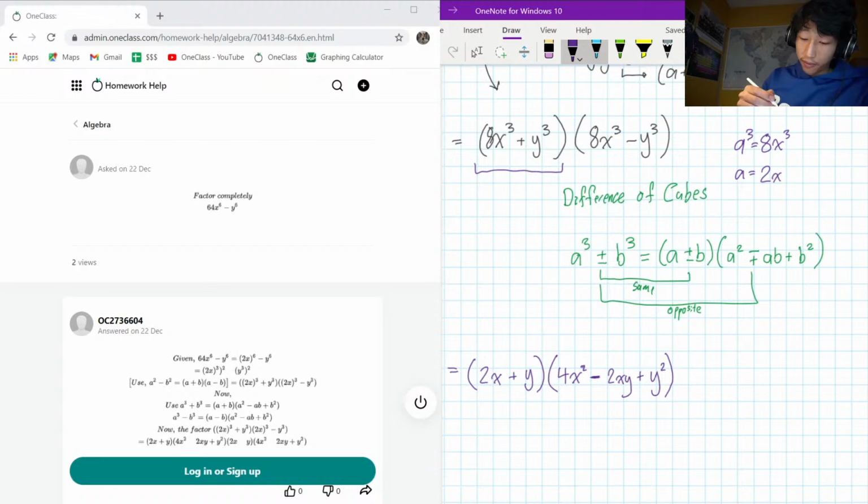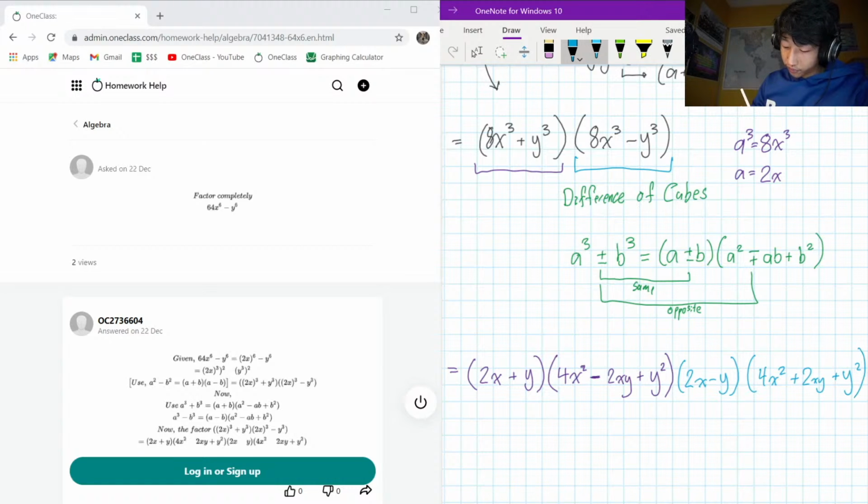Okay, now for our second term, let's highlight that in blue. Since we have a minus between them, it's going to be pretty much the exact same thing as the left, except the signs are going to be reversed. So 2x minus y, then 4x squared plus 2xy plus y squared. Okay, and that's really as far as we can factor it.